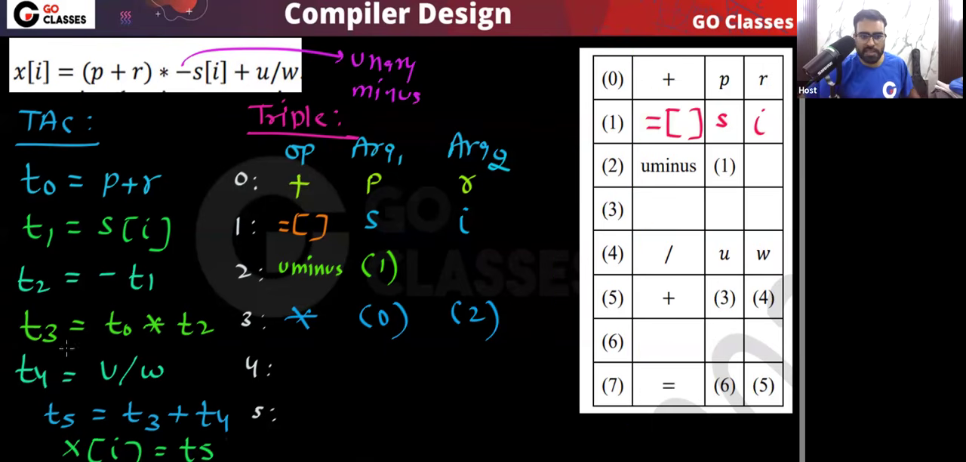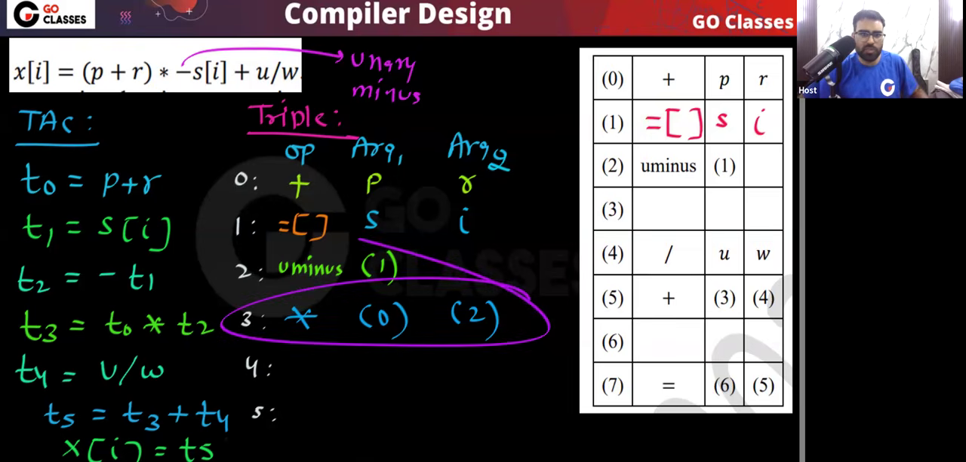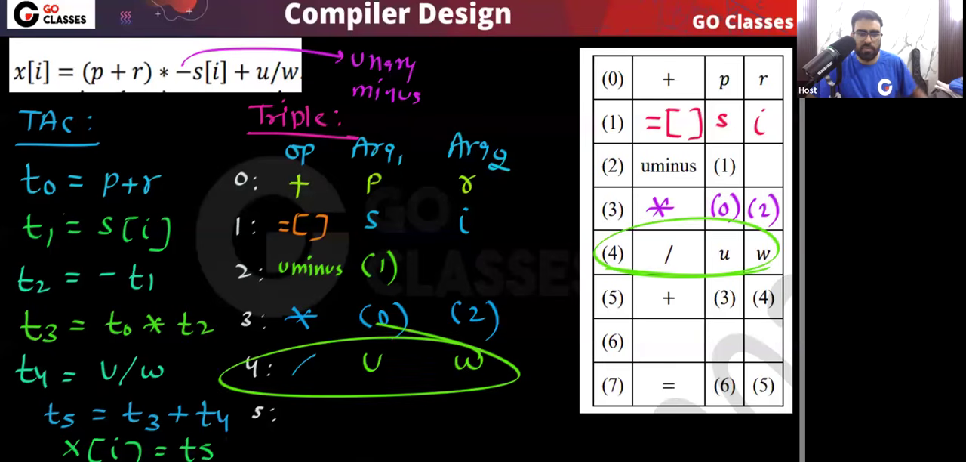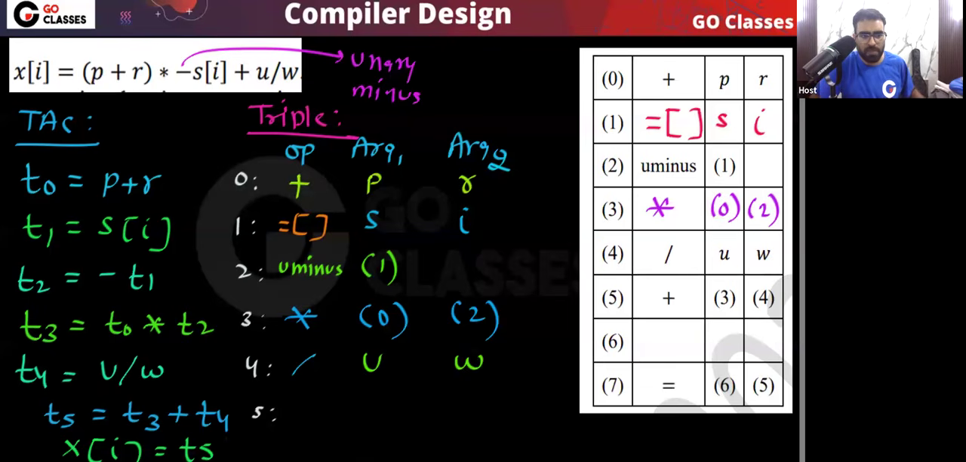Now let's see the next one. You can cross check. This was missing here, so let me write it: the operation is star, and position 0, position 2. Now let's see the next one. Here the operator is division, and the arguments are u comma w. You can cross check. That is same as this. Very good. What about the next?